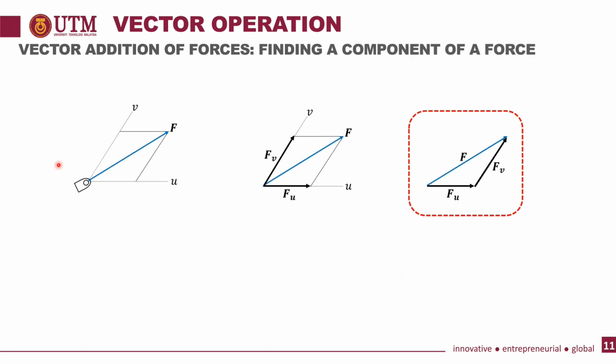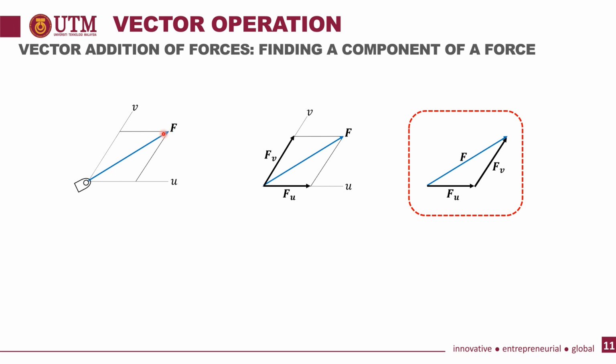This is the example of vector addition of forces. Next, finding components of a force. Let's say you have a resultant force F here, and your resultant force F moves along the axes of V and U. In order to construct the forces V and U, you must start with the head of the resultant force.